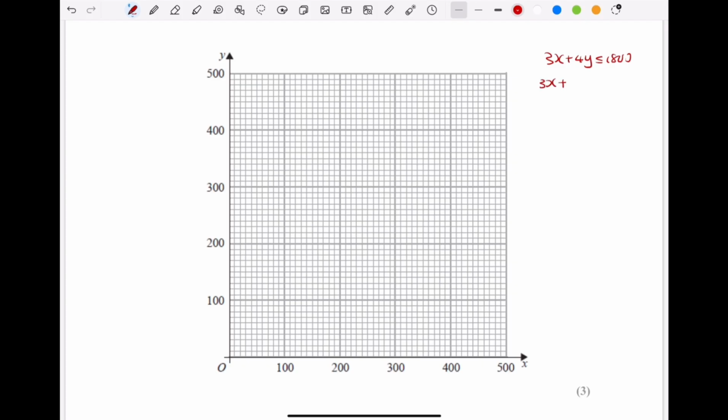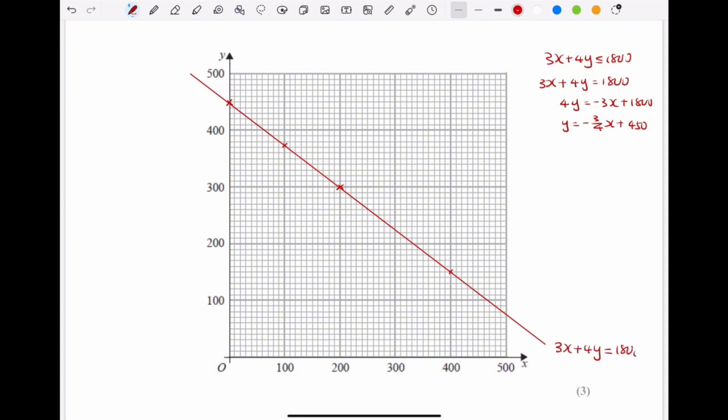What we can probably do to make it easier is rearrange to make y equals negative 3 over 4 x plus 450. This is because we know how to plot this straight line. So you will pick some x value, find its y value, and you want at least 3 points to make sure they are all in a straight line. So this line we have drawn here is 3x plus 4y equals 1,800. And we want 3x plus 4y to be smaller than or equal to 1,800. That means anything above this line is not wanted.